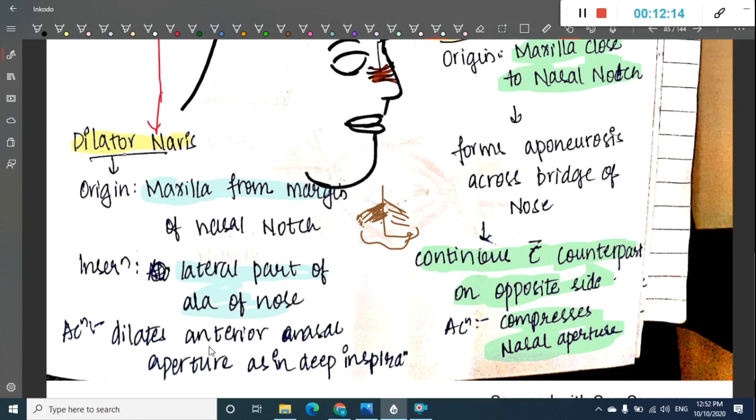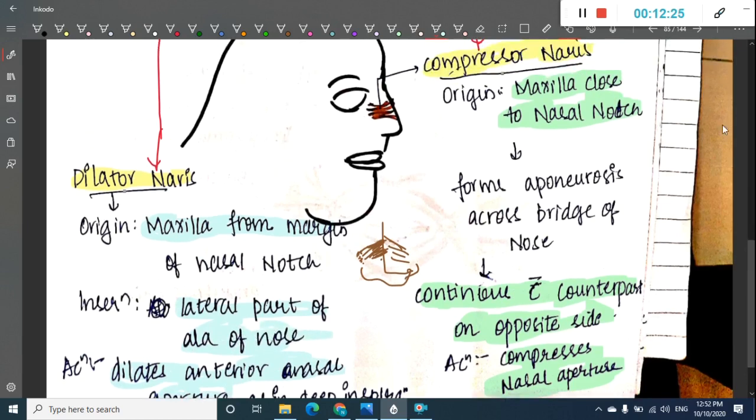What does this dilator naris do? It dilates the anterior nasal aperture. So dilator naris will dilate the anterior nasal aperture, whereas compressor naris will compress the anterior nasal aperture.